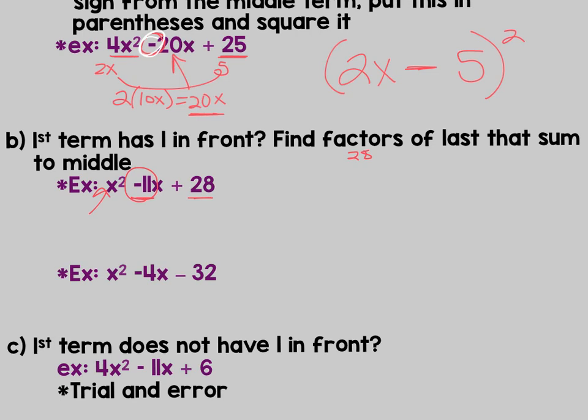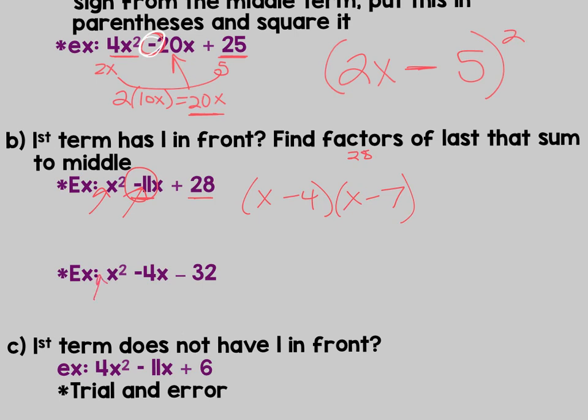Good. Negative 4, negative 7. They both have to be negative because I need a positive product. And this is negative. So I would do x minus 4 and x minus 7. This is the stuff you remember the most, right? Am I right? Yeah. Same process for the next one.